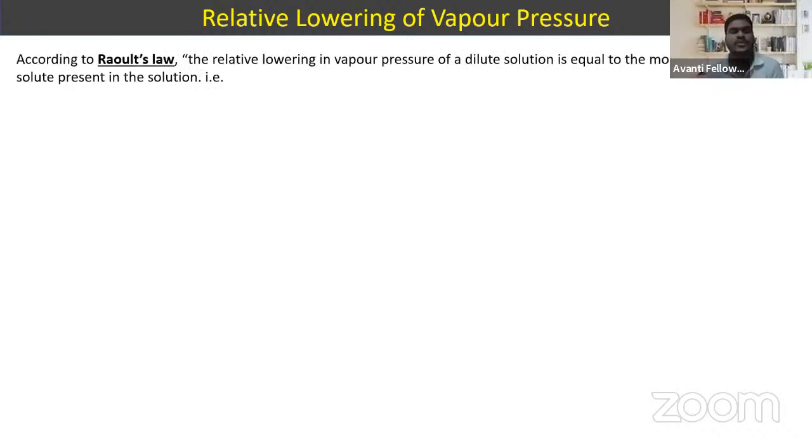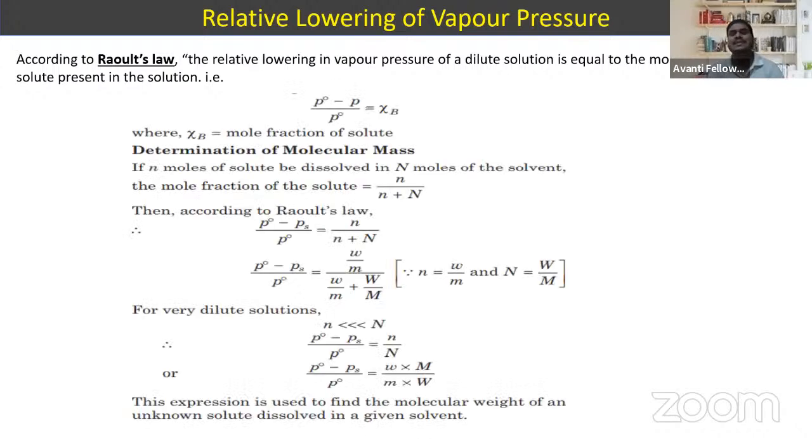Let's see. We know that according to Raoult's law, the relative lowering in the vapor pressure of a dilute solution is equal to the mole fraction of the solute present in the solution. We already studied this, right? That is, it means (P naught minus P) upon P naught. This term is called relative lowering in vapor pressure. Remember this, where P naught is the initial pressure.